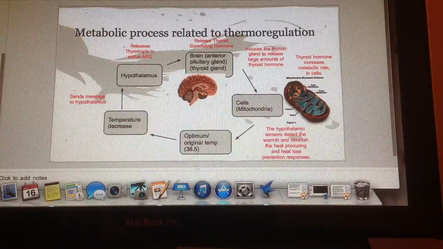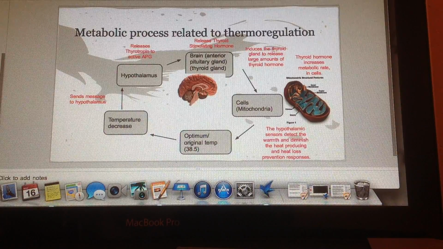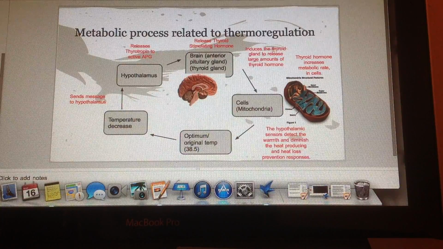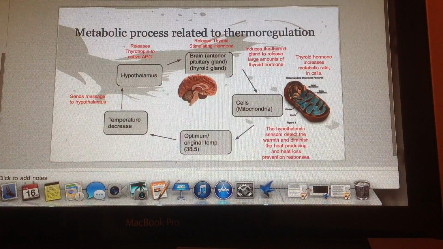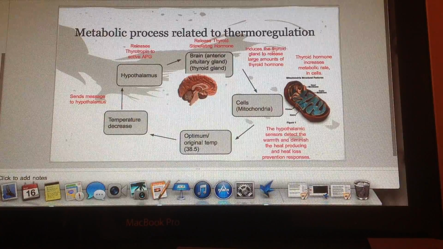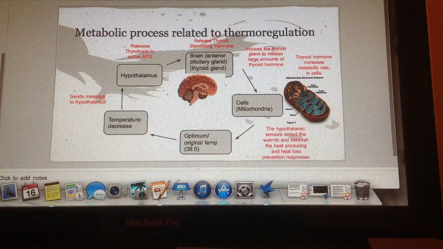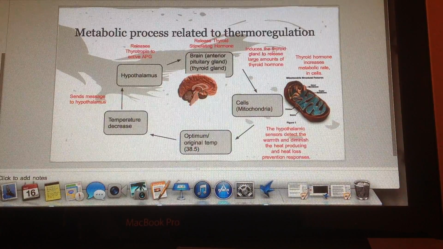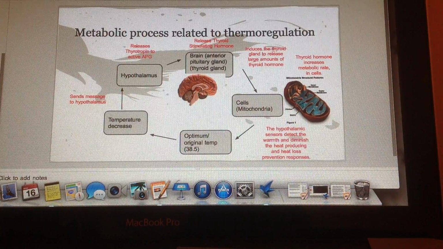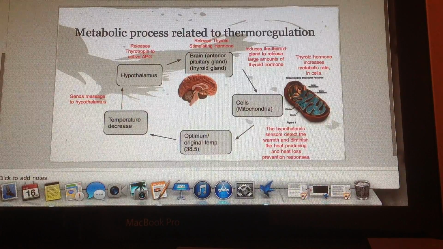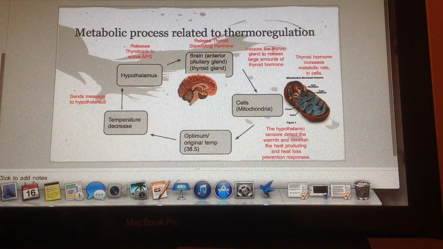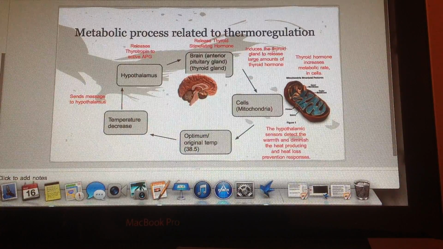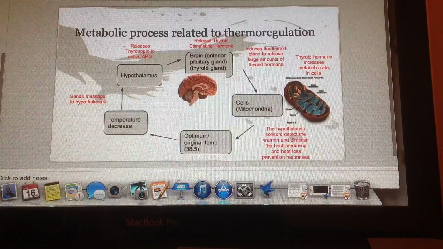So, apart from vessel alteration, metabolic processes would also alter along with the system of thermoregulation. In the case of a decrease in temperature, it will be again detected by the hypothalamus. This time, thyrotropin will be released, which is a hormone to activate the anterior pituitary gland located under the hypothalamus to release thyroid-stimulating hormone. This hormone stimulates the thyroid gland, which is also located in the brain, to release a sufficient amount of thyroid hormone into the blood.